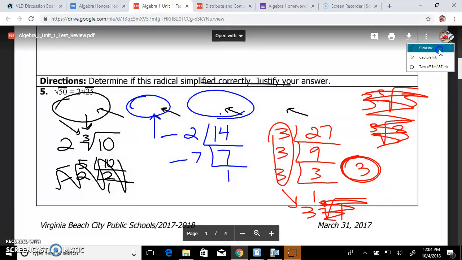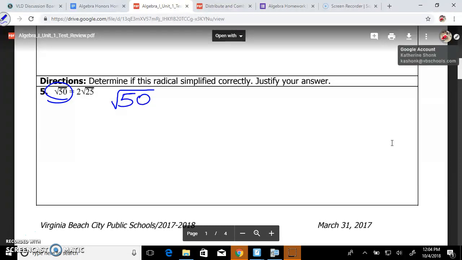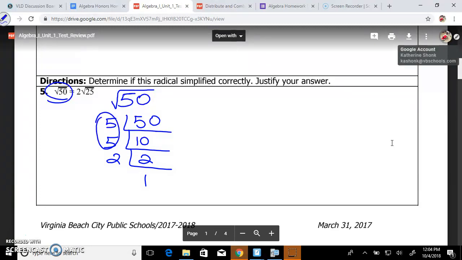So this next one says, determine if this is simplified correctly. So they want us to justify our answer. It just means to say whether it's true or not and show proof of it. So we're just going to do that by starting with the square root of 50 and doing what we would normally do to simplify it. We're going to break it down into 5 and 10, then 5 and 2, 2 and 1. It's a square root, so we're looking for a group of two of the same number. That's 5. 2 is left on the inside.